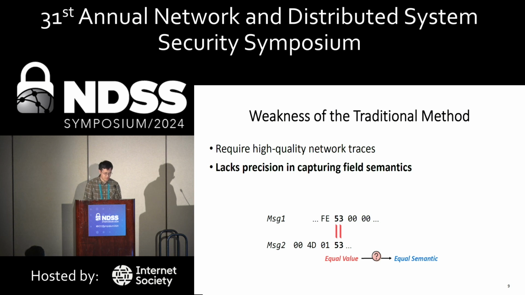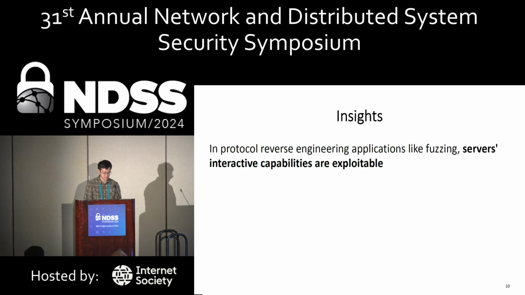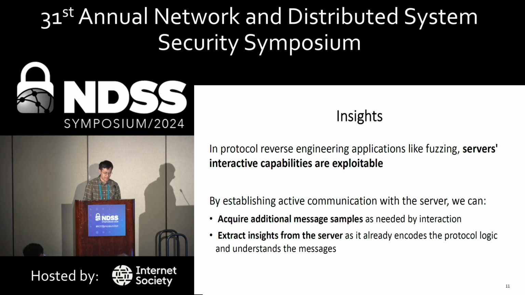For the second limitation, these methods are not accurate enough to capture the semantics of the fields, since the same value of the bytes doesn't mean the same semantics. That is, there is a gap between the field semantics and the field values' statistical features. As for the insight of our work, we find that in many protocol reverse engineering applications, such as protocol fuzzing, the server's interactive capability can be exploitable. Through interaction with the server, we can obtain additional message samples. More importantly, we can extract semantic insights from the server because it already encodes the protocol logic. Therefore, we can utilize this interactive capability for reverse engineering.